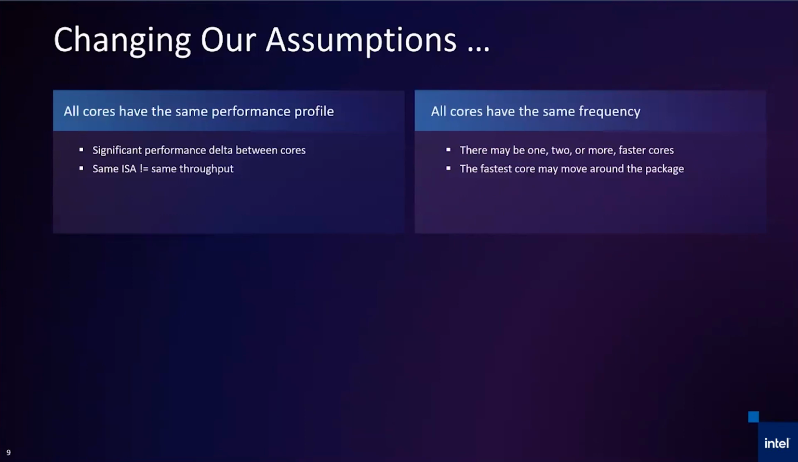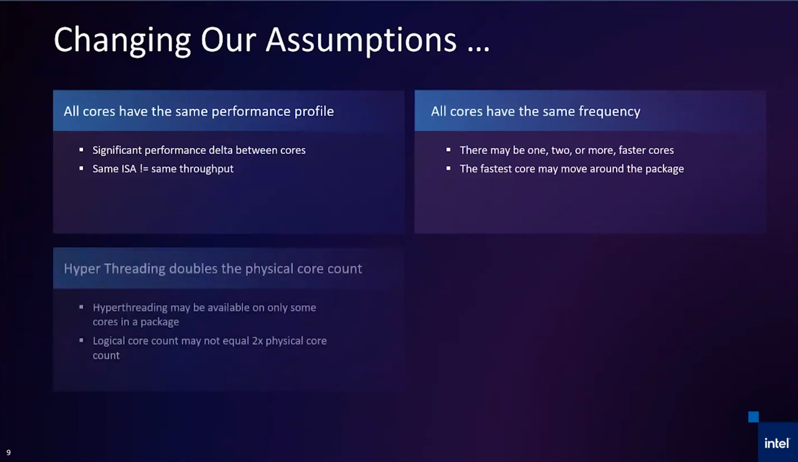While both the P and the E cores have different max turbo frequencies, it's also true that even within the P cores, one or two may be running faster than others, and which is the fastest core can actually change over time due to thermals within the system.